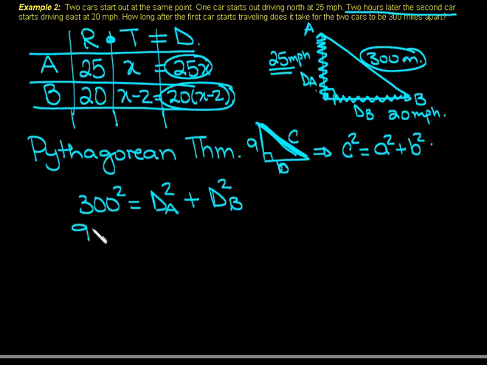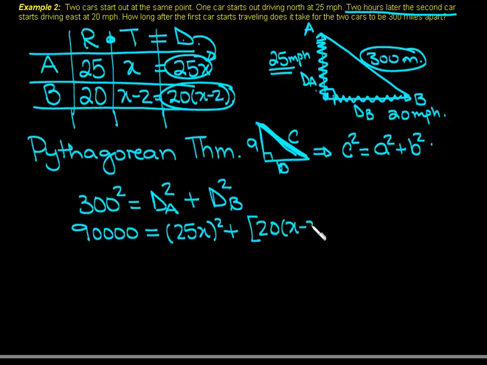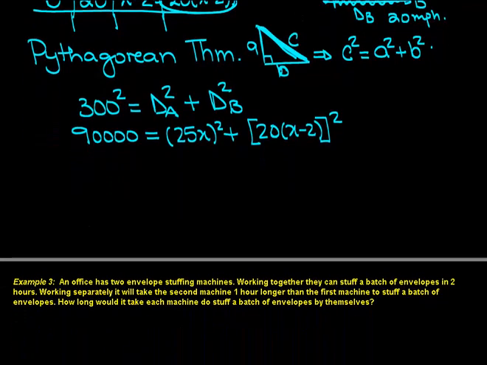So we get 300 squared is equal to, I'm squaring that. What is the distance traveled by car A? That's right here, in my distance column, car A row. So that's (25x) squared plus the distance traveled by car B, which is (20 times (x minus 2)) squared. Remember, that's the distance traveled by car B. So now we just want to square everything, get rid of the parentheses and solve.